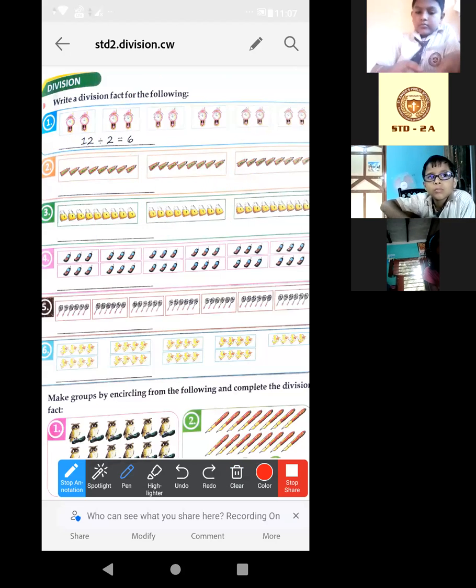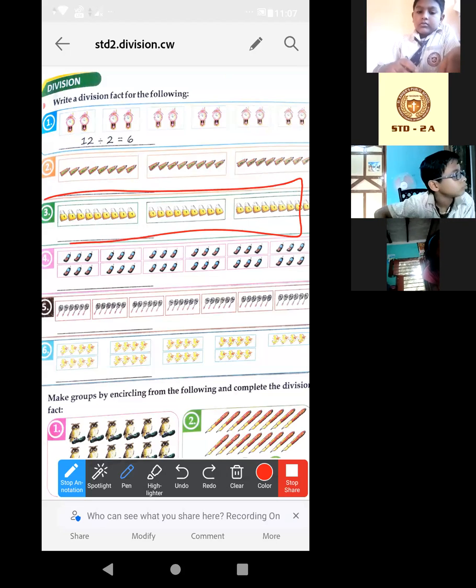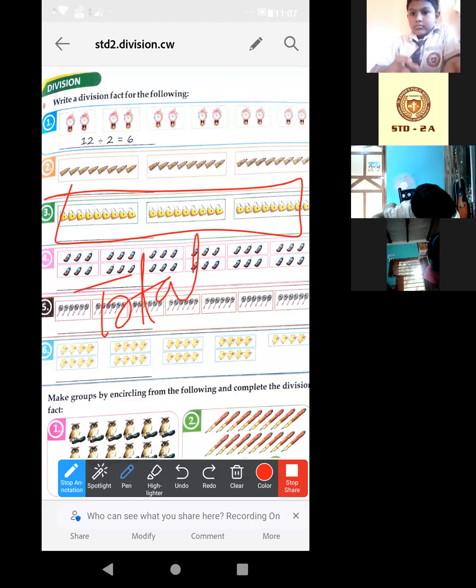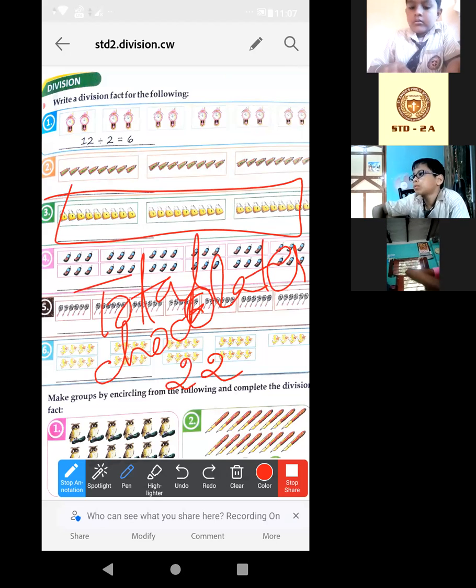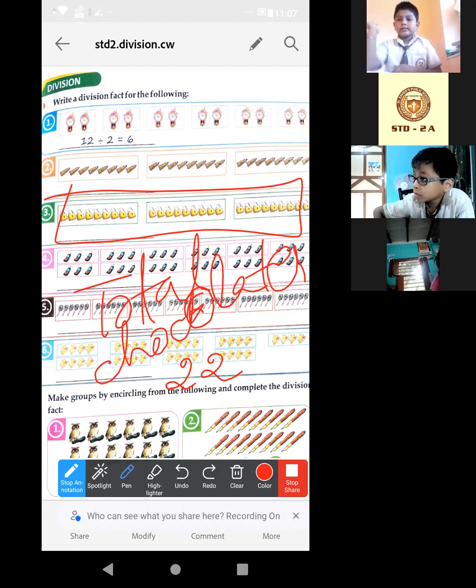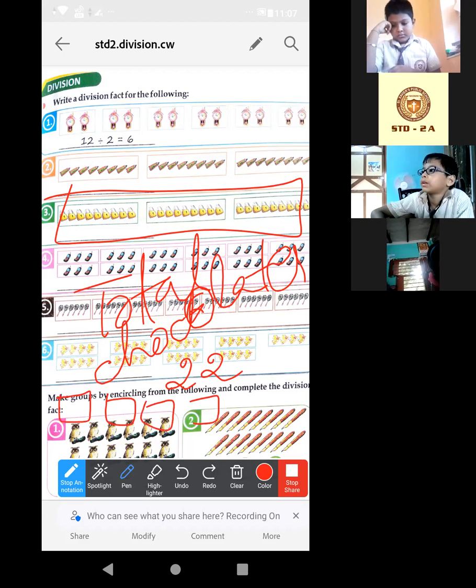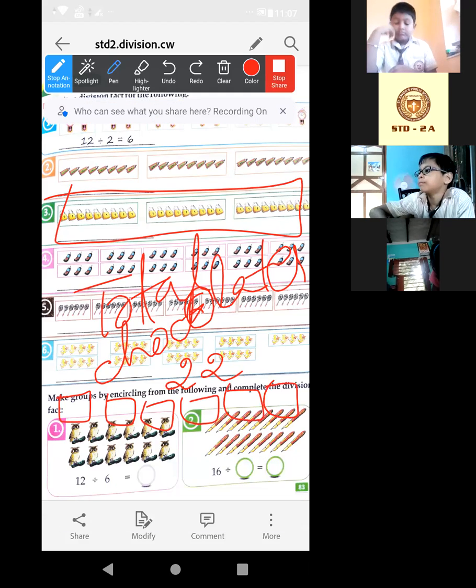Suppose in the question the total number is given. Suppose the total number of chocolates given is 22. Understood? Now we have to divide it into 11 groups. How many groups? Into 11 groups. 1 2 3 4 5 6 7 8 9 10 11. In 11 groups we have to divide these 22 chocolates.